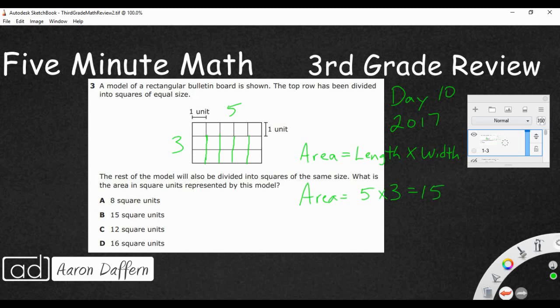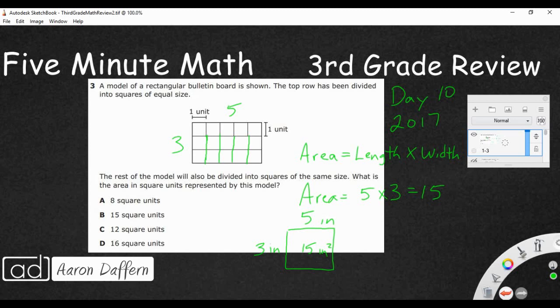So eventually, we're going to be able to see something that looks like this. We're going to say it's 5 inches across, 3 inches down, and you're going to have to be able to say, okay, so that's 15 square inches. That little 2 means square inches without the actual squares in there. But in third grade, you're always going to see the squares.